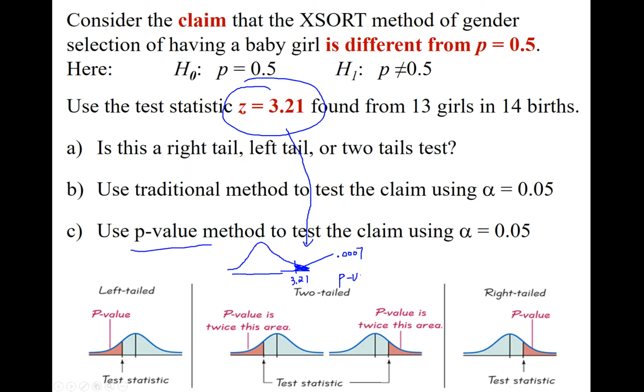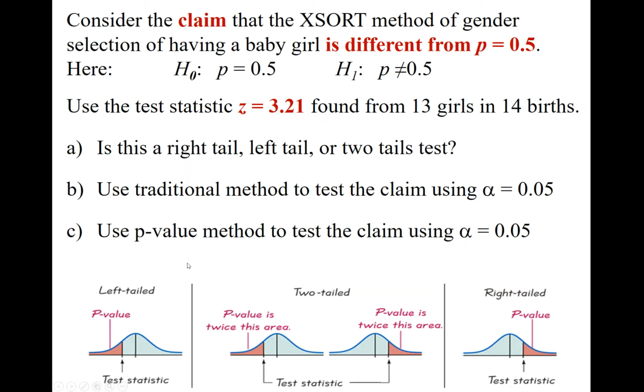Therefore, the p-value, because it's a two-tail test, will be twice of this, double it, 0.0007, which is 0.0014. And certainly it is less than alpha, 0.05. Therefore, we are going to reject H0. The P is low, the null must go. So reject H0. You can see that both reach the same conclusion.